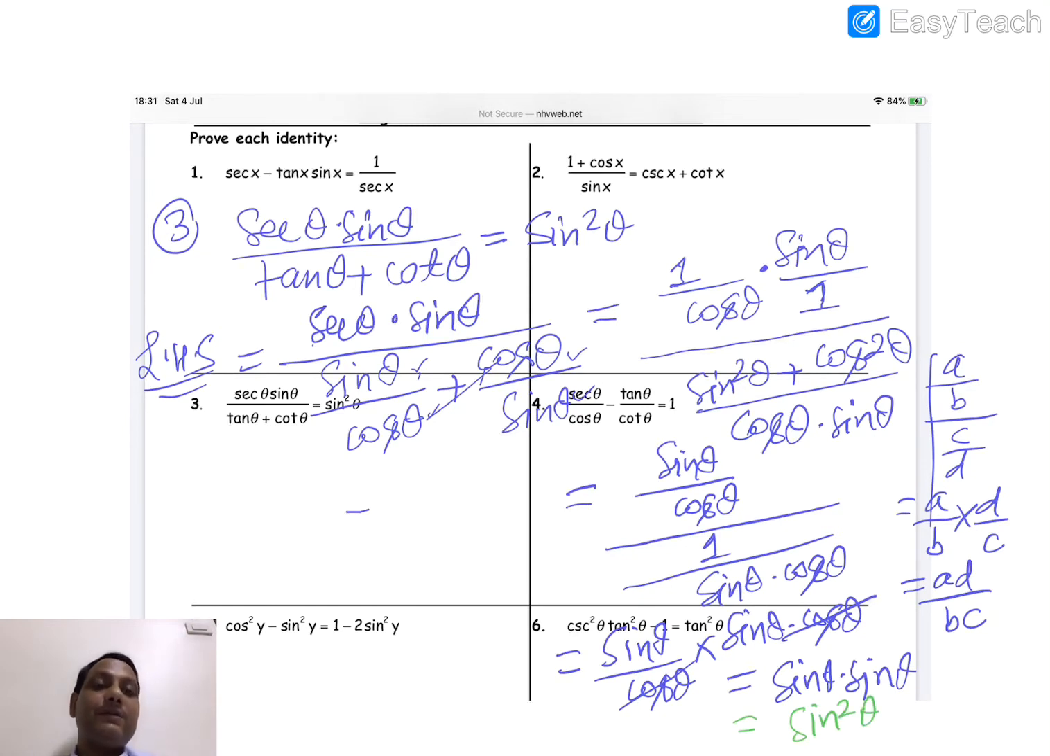And this is our requirement. As you are seeing here, we have to prove the right hand side. So this is your right hand side, and your question number 3 is proved. So this is the whole thing that you have to do.